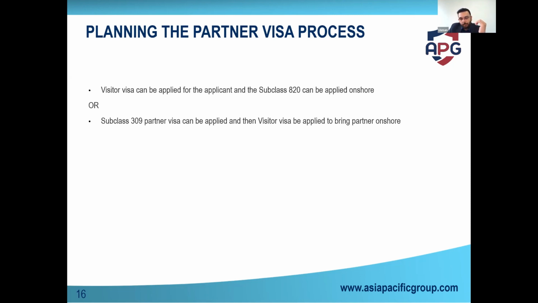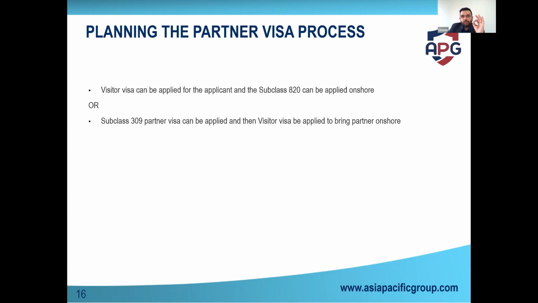Now, coming to the other option, 820. A lot of the time a partner wants to work and they need the work rights, then it's smarter to bring them on a visitor visa for 3 months. Don't get the 6 months, don't get the 12 months, get only the 3 months, so that they come here and before the 3 months have ended, we apply for the partner visa 820.